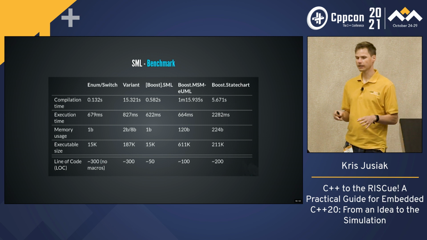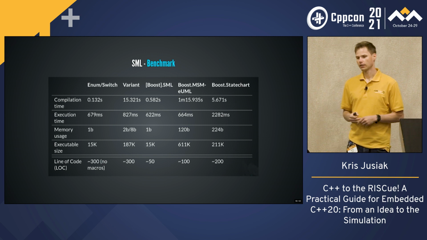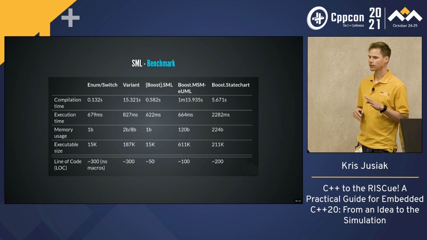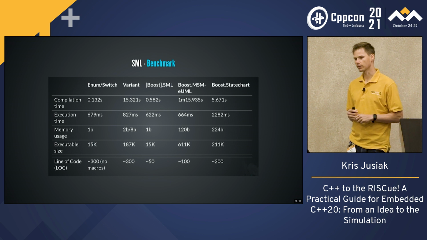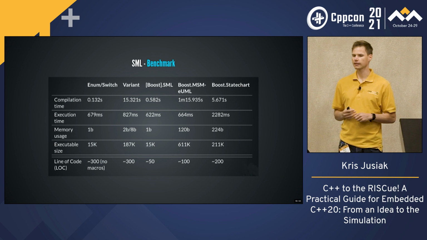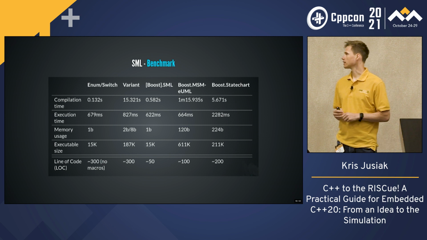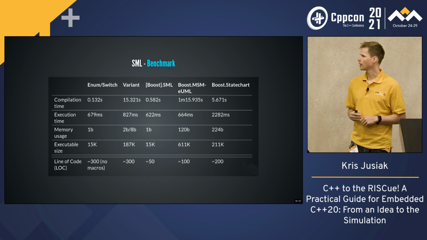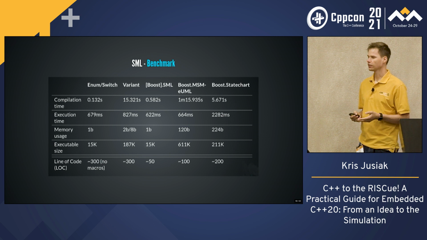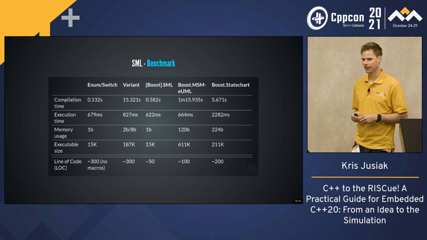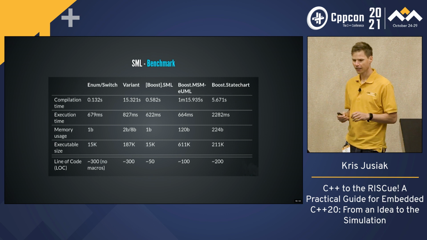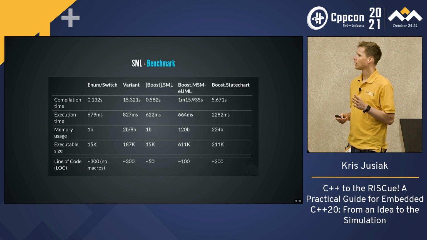So let's quickly take a look into the benchmark. I implemented the same simple state machine with different solutions: enum, variant, SML, MSM from Boost, and statechart from Boost. It's not really a biased benchmark, but somehow SML is the best. Surprise, surprise. But the idea here is to show that being expressive doesn't mean being slow.